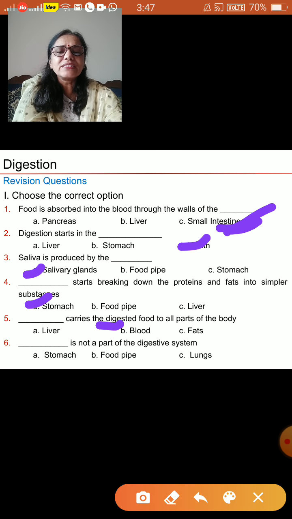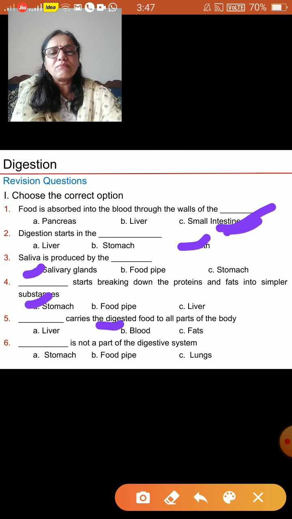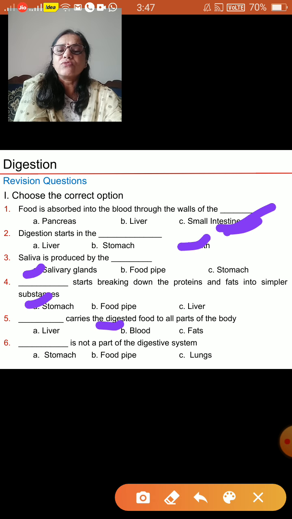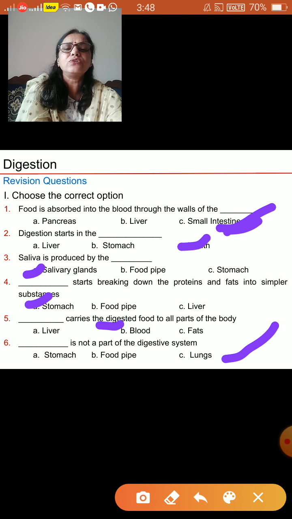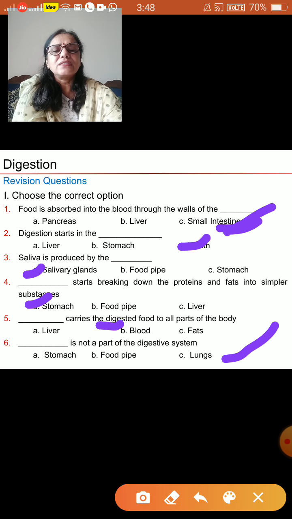Next, dash is not a part of the digestive system. I told you what the organs of the digestive system are. The options here are stomach, food pipe and lungs. So what is not a part of the digestive system? The correct option is lungs. Lungs is not a part of the digestive system. Right? Now we'll move to the next.